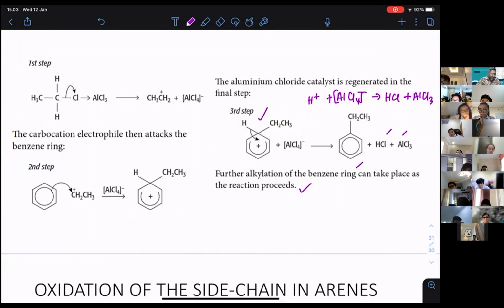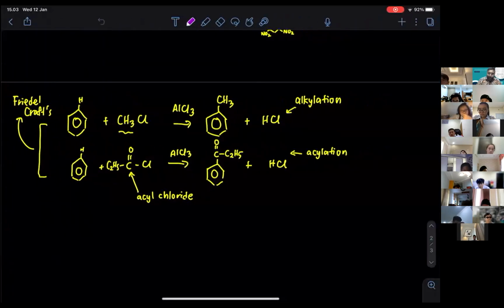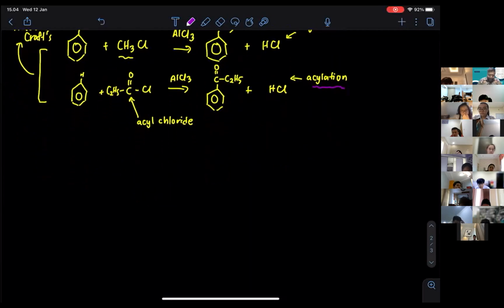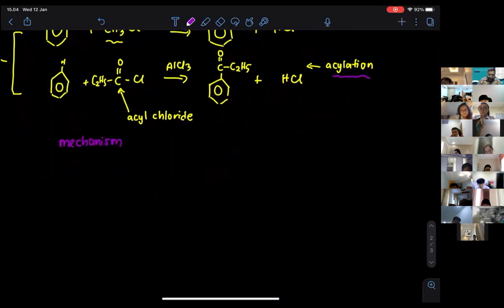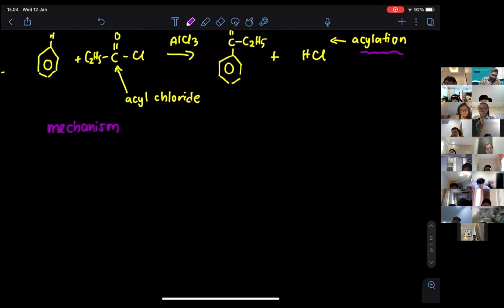In the notes just now, they mentioned the mechanism for alkylation. I will show you the mechanism for acylation, so that you can also learn. I will repeat it again. What happens first? This is the mechanism. First, you have the acyl chloride, C2H5, C double bond O, and Cl. They are approached by the catalyst AlCl3.